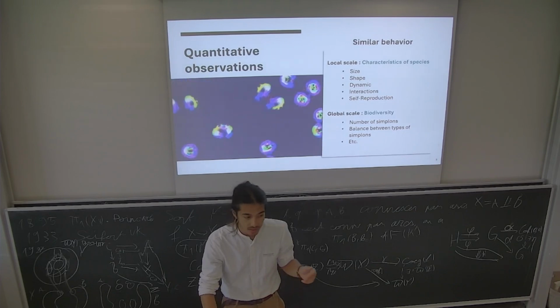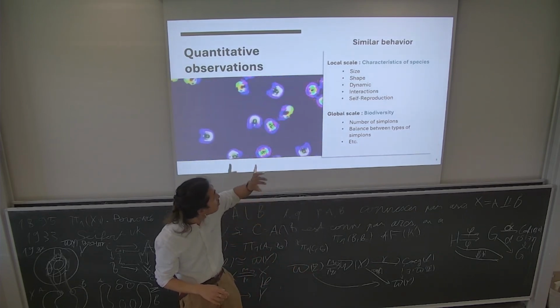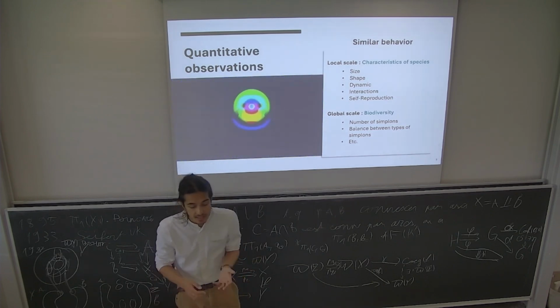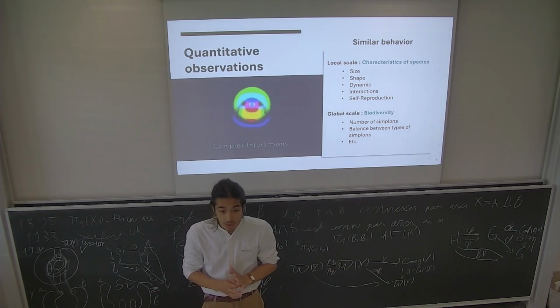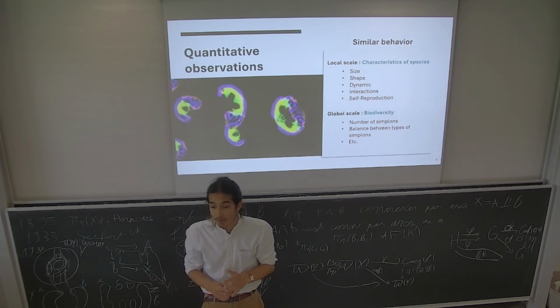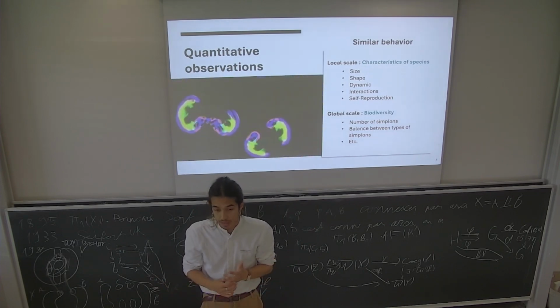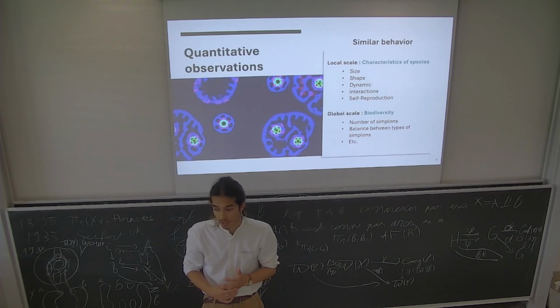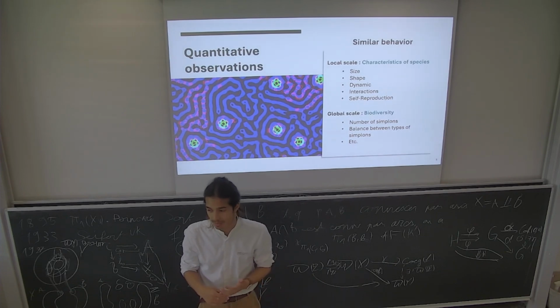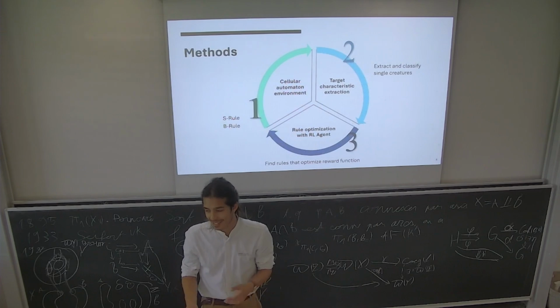So there's two things. You can look at your system at the local scale. You can see that you have different particles that have different shapes, size, dynamics, and interactions. And you can also see it at a global scale. So your whole system, how many creatures you have, how many types of creatures you have, what is the evolution of these interactions. And I was more focused on the second part. So let's say if you take a look at the global scale, what would optimize the diversity of your system while keeping it stable.